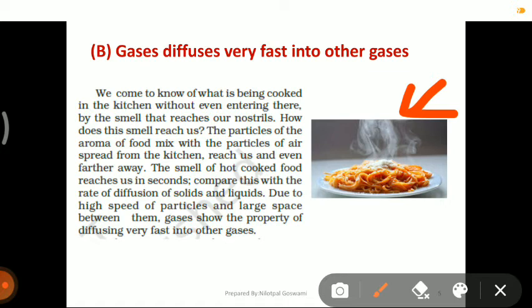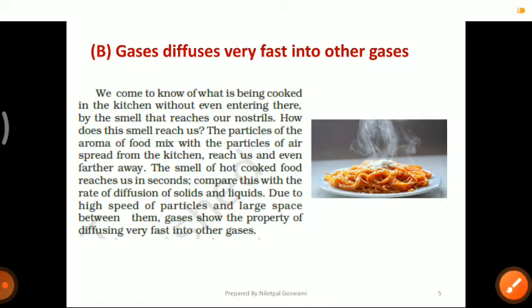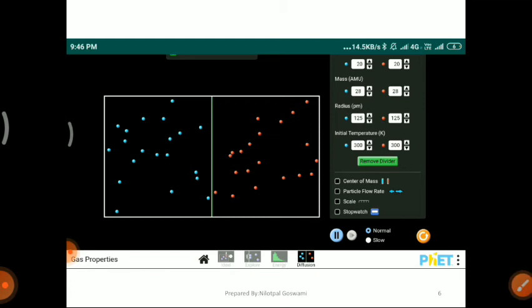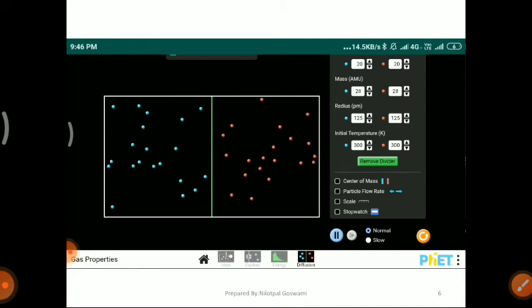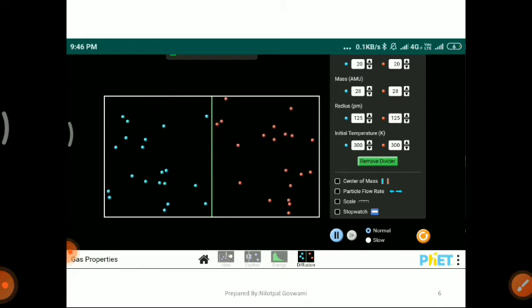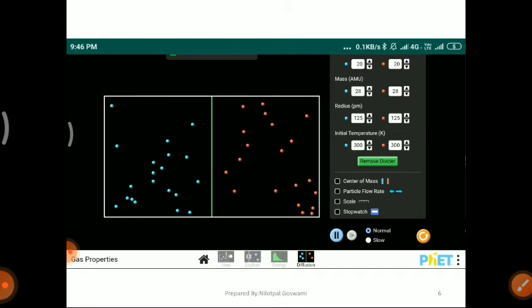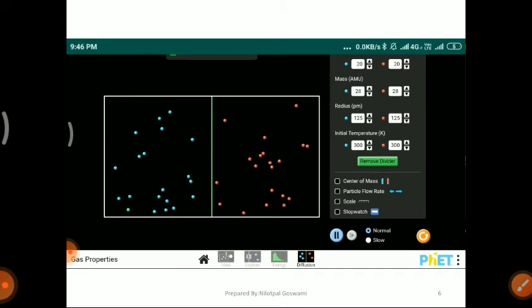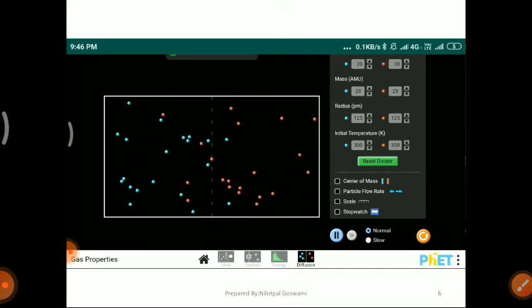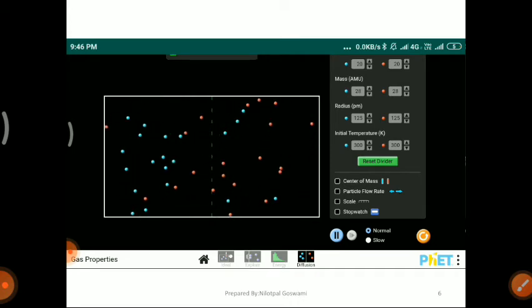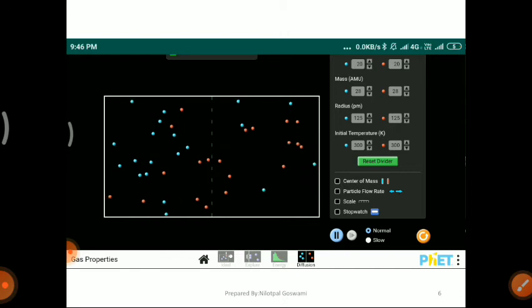So this can again be looked at by another experiment, this one. What this experiment represents, look over here: these blue dots are one gas's particles, and these red dots are another gas's particles. These are two separate, different gases. So when we remove the green barrier, the red dots and the blue dots, that is the particles of one gas, diffuse into the particles of the other gas.